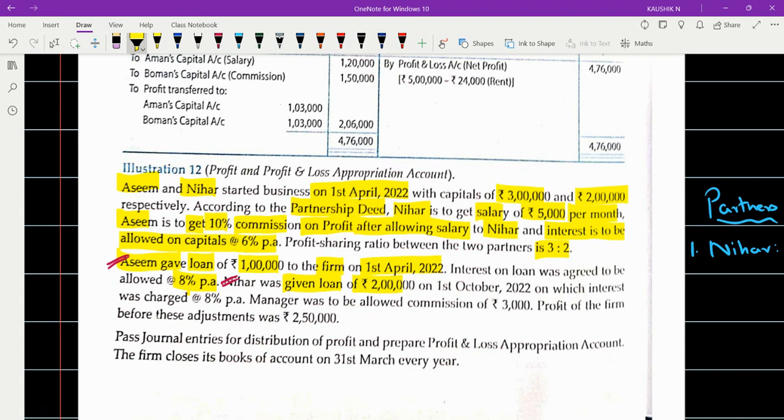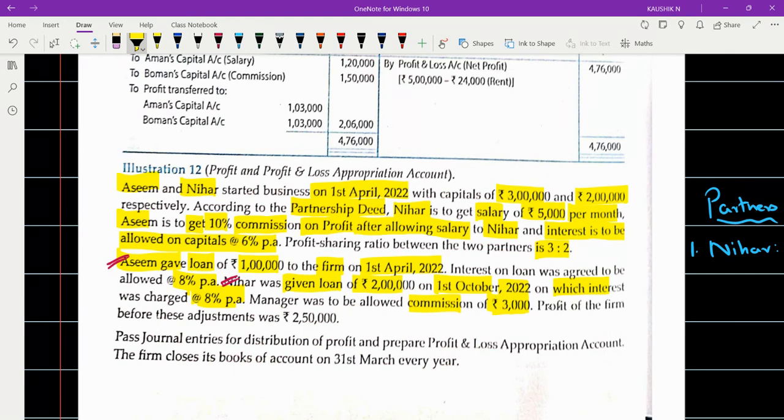That's the reason I always keep on saying to all my batch students, don't take the subject English very lightly. If you don't understand what is mentioned in the question, then the entire question you will go in the wrong assumption. So here Nihar took loan of rupees 2 lakh on 1st of October 22, on which the interest was charged at the rate of 8 percentage per annum. Manager was to be allowed a commission of rupees how much? 3,000, right?